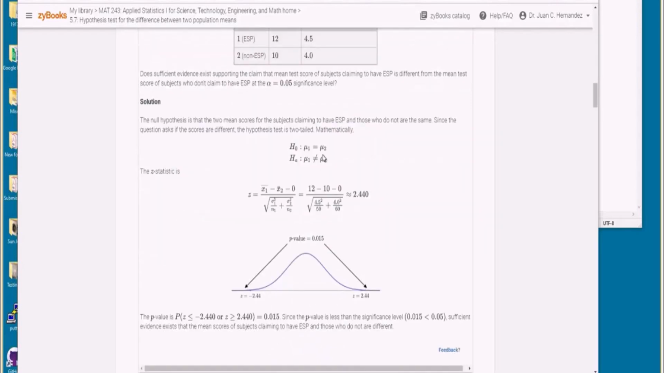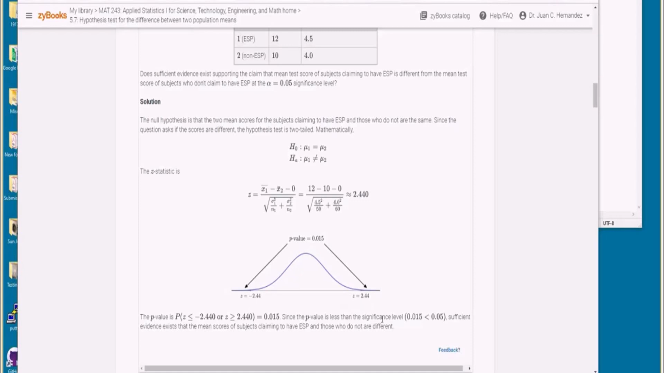And because we're considering a not equal alternative hypothesis, we have to look at the tails of the z distribution, both tails, not just one, because it's a not equal sign. Then we need the area to the right of 2.44 and the area to the left of negative 2.44. When you combine these areas, you get the p-value as 0.015.